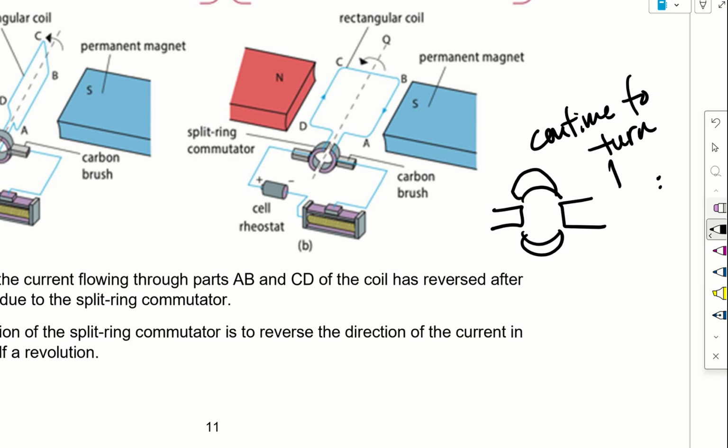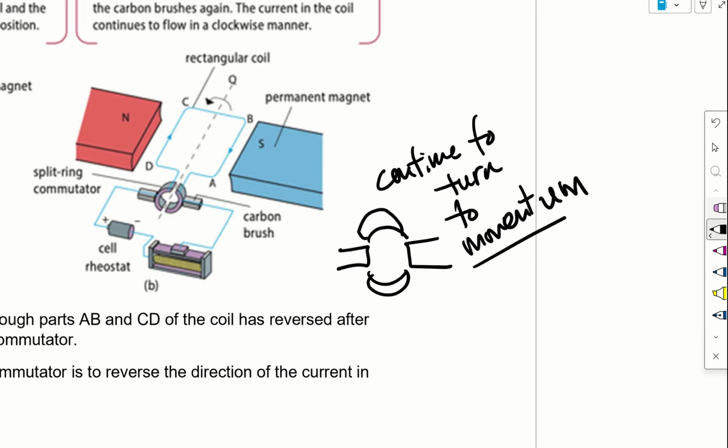It will continue to turn due to momentum or inertia. So the idea is to get the motor to continue turning, but when it doesn't touch the carbon brushes, there will be no current flowing through the coil. And when there's no current, there will be no magnetic field produced by the current. Then there will be no more interaction between the magnetic fields, and there won't be a force, and there won't be a moment. So by right, the coil should stop. But because of momentum, it will continue to turn past the vertical position.